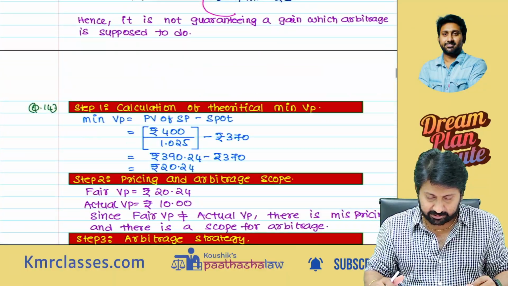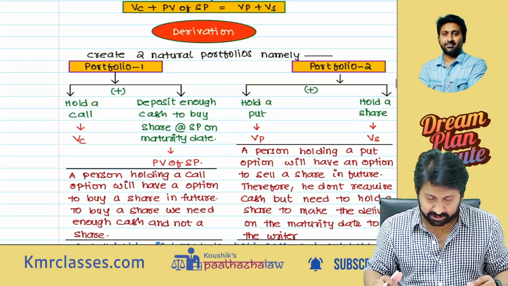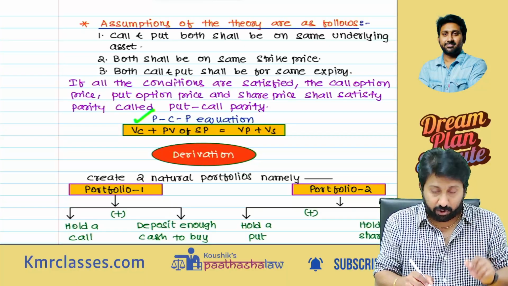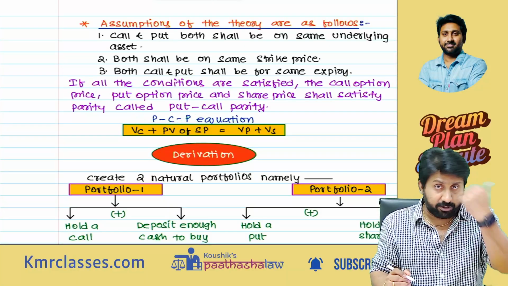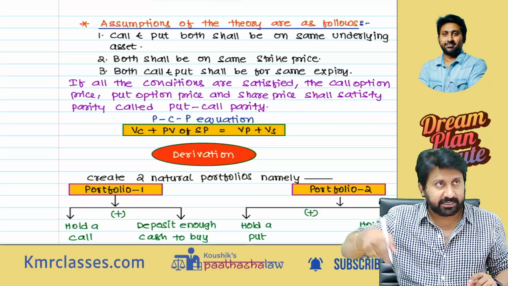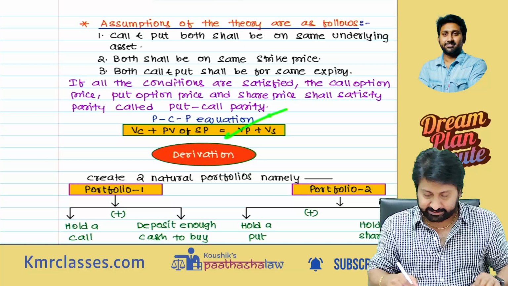After that, the put call parity equation will be there. Put call parity equation is VC, value of call, plus PV of SP, present value of strike price, equal to VP, value of a put, plus VS, value of a share. VC plus PV of SP equals VP plus VS. Over.